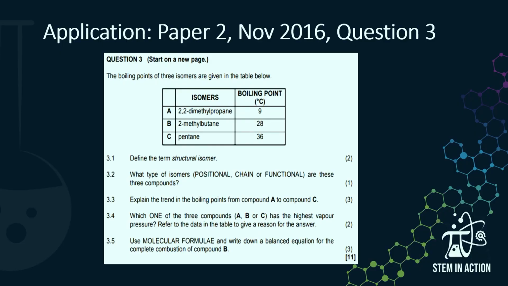Then number 3.4 says which one of the 3 compounds, A, B, or C, has the highest vapor pressure. So the relationship between boiling point and vapor pressure is that as you increase the boiling point, you reduce the vapor pressure. So vapor pressure is simply if you have got a liquid and the liquid is evaporating, right? So it is converting the liquid to a gaseous state.